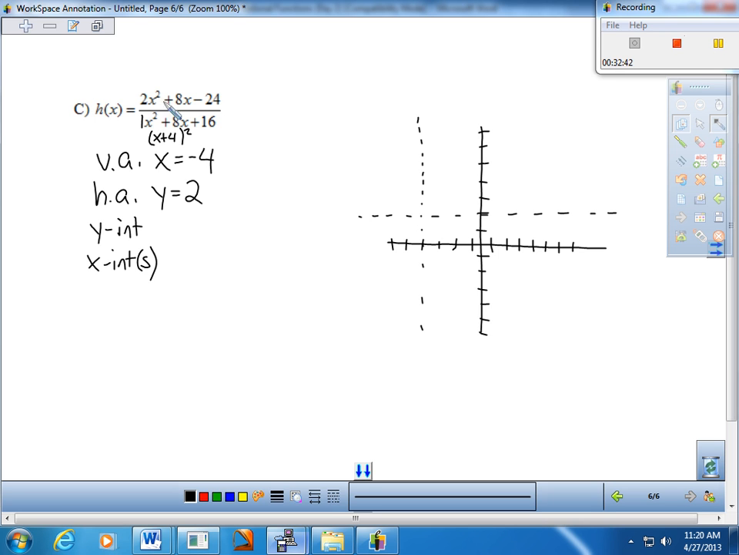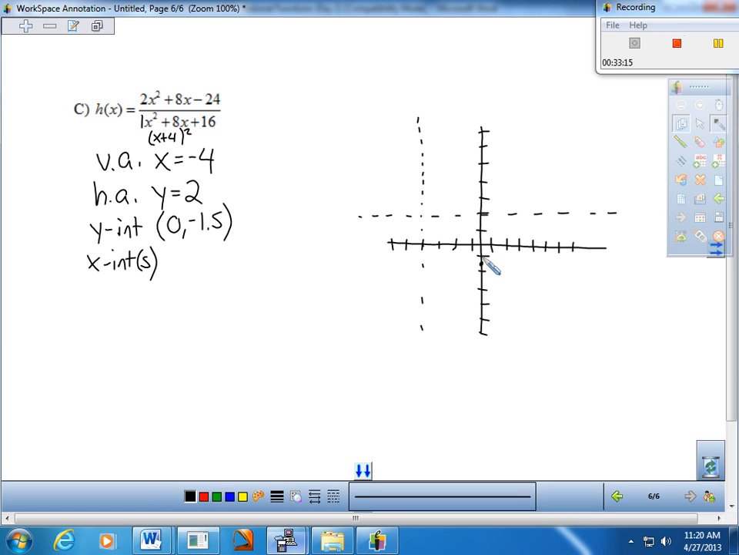Y-intercept, you're just going to put 0 in for x. And I'm actually hoping at this stage you're starting to see that when you put 0 in for x, in this nice standard form, this stuff just all goes to 0. And you're just left with what's on the back end there. So I'm getting 0 and then -24 over 16, which happens to be -3/2 or -1.5. So I'm seeing that.